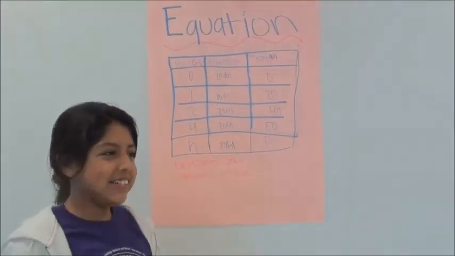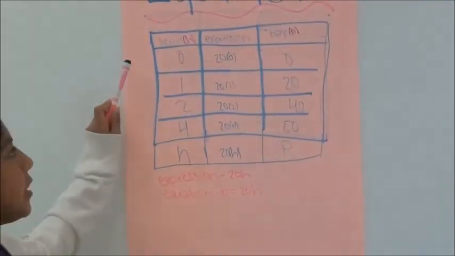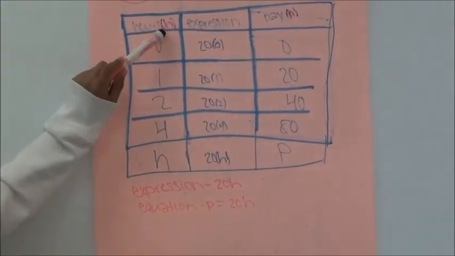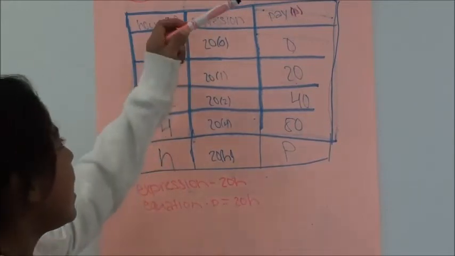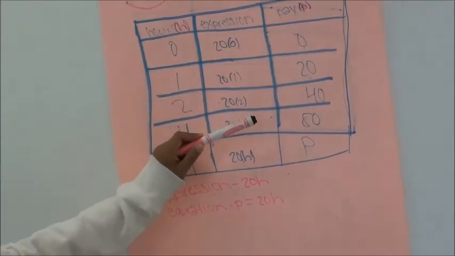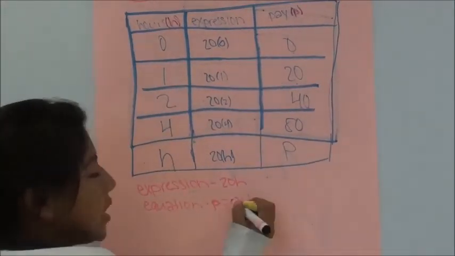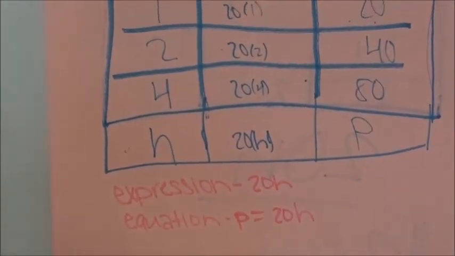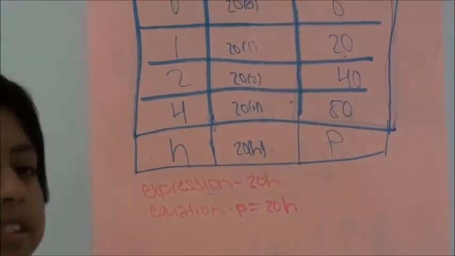Now it's time to find the equation. First, this is the expression table, and this is the hours, which is H, and there's 0 to 4 hours, and this is P, which is the pay she gets. So the equation is P, which is the pay, equals $20 she gets paid per hour, times H, the number of hours she works.